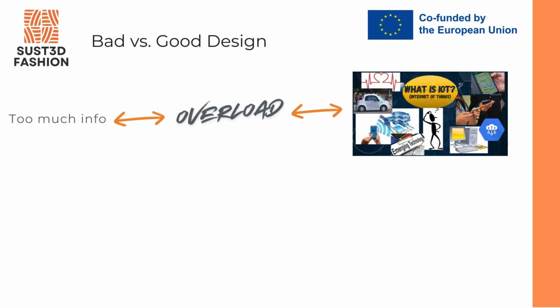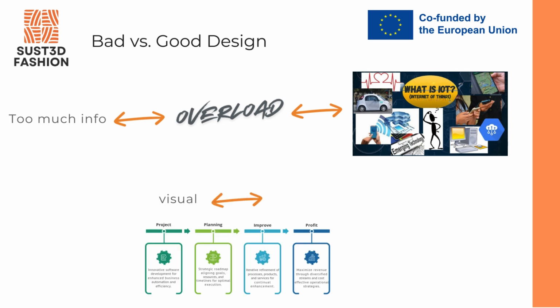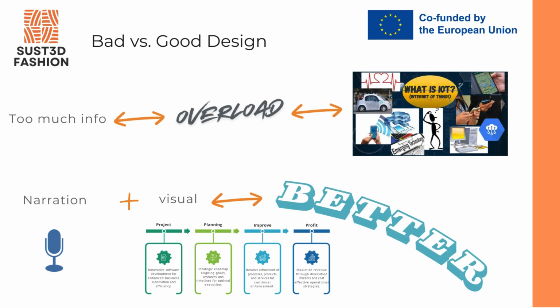Now compare that with a cleaner version, simplified visuals, fewer words, and a clear voice guiding you through the content step by step. That's good design in action. The key difference: good design respects how the brain works. It doesn't try to show everything at once. It guides the learner's attention, uses white space wisely, and lets narration carry part of the message instead of cramming everything onto the screen. Less is more. Clarity is everything. So when you're creating your next learning material, ask yourself, am I designing for impact, or just for information overload? A little editing goes a long way.